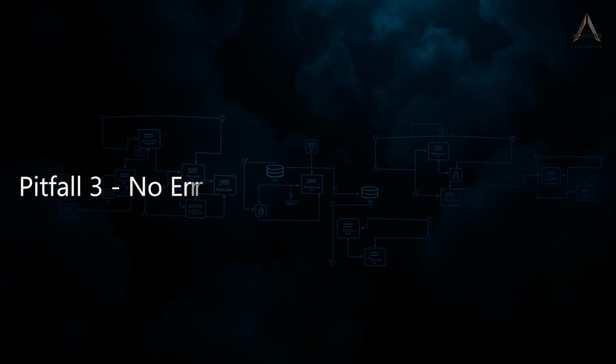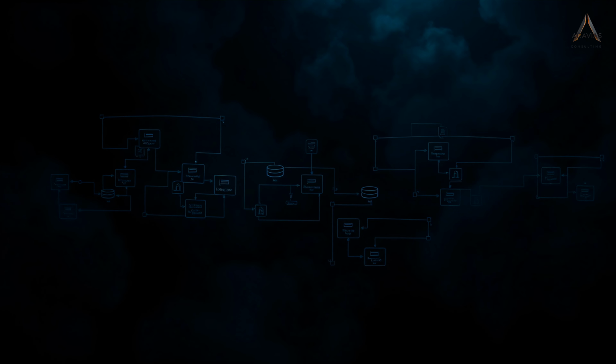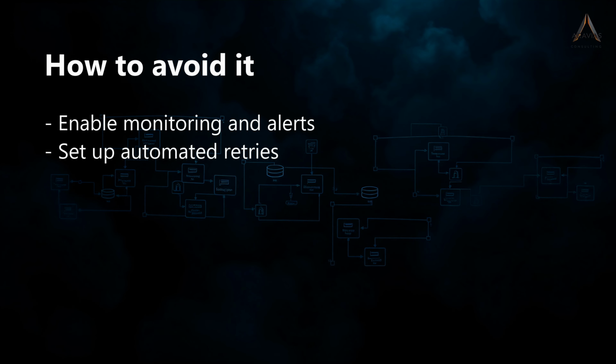Pitfall number 3: no error handling or monitoring in place. Imagine a pipeline fails, but no one notices until days later. This can lead to outdated reports, missed deadlines, and frustrated stakeholders. How to avoid it? Enable monitoring and alerts to detect failures instantly. Set up automated retries so minor errors don't disrupt the entire process.